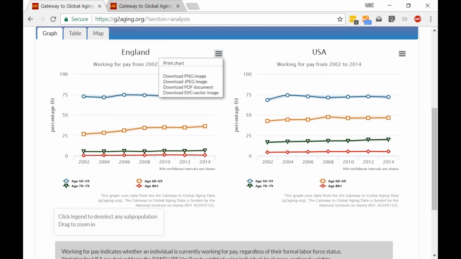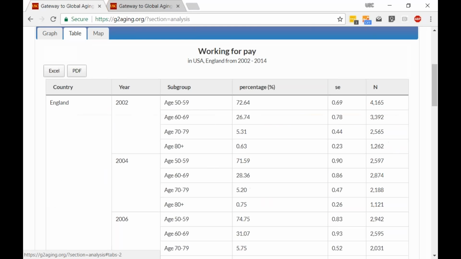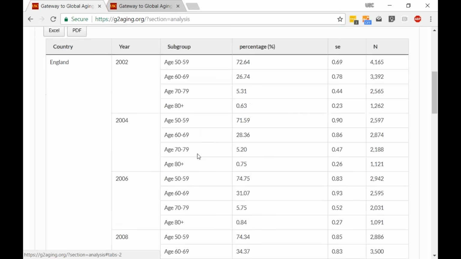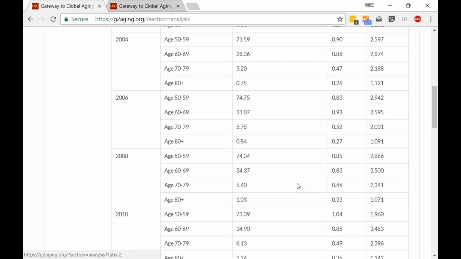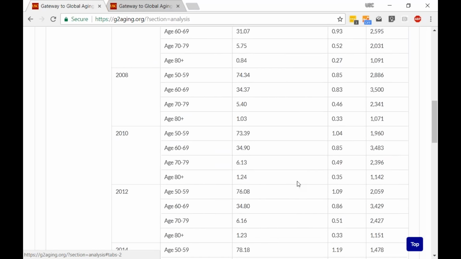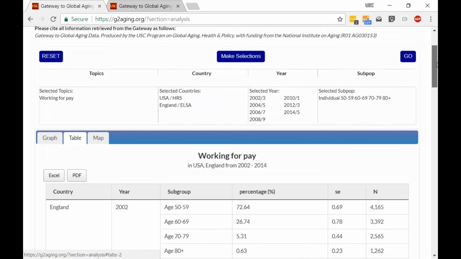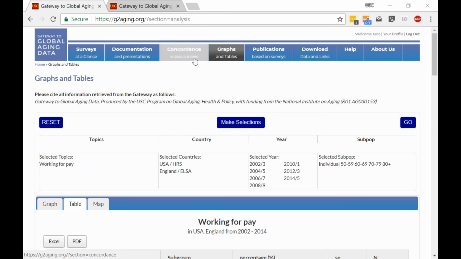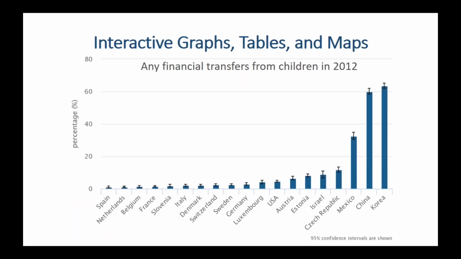Any of these graphs and tables can be downloaded in several formats. So this is our graph here. We also can see this in table format. The table format includes some helpful information like the standard error and the n that was used to calculate that estimate, so you can make sure we're not getting any cells that are too small. I'm going to show you a couple more of these graphs and tables.